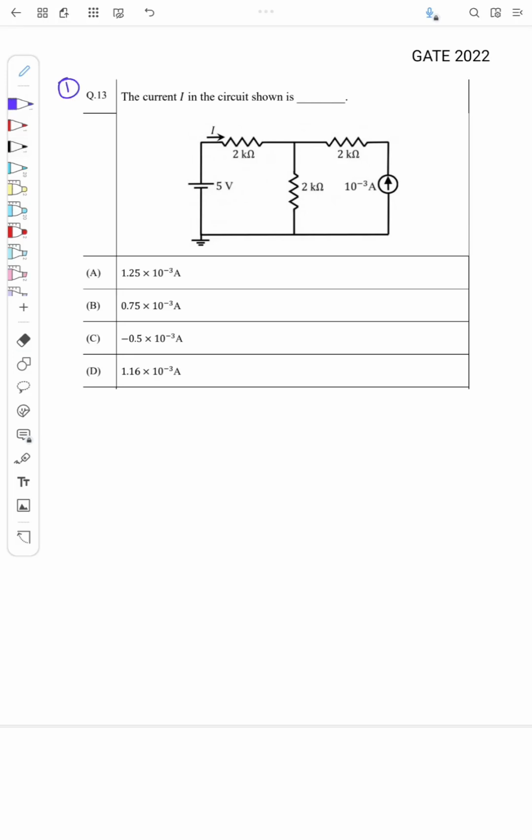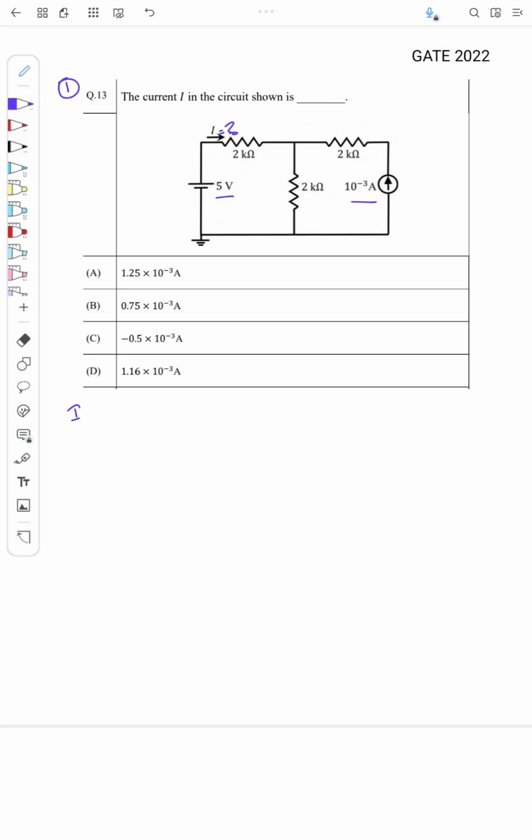This is a question from GATE 2022, and the question is: the current I in the circuit shown is dash. There is a circuit here with two sources, one voltage source and one current source, and we need to find what this current is. Since there are two sources, we can apply the superposition theorem.